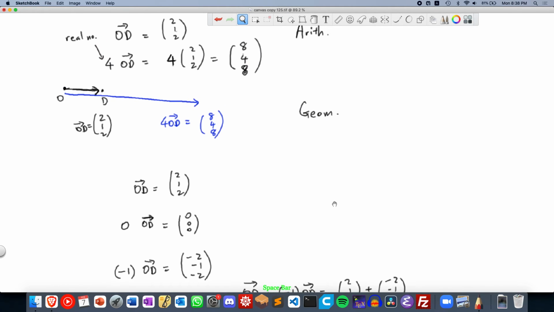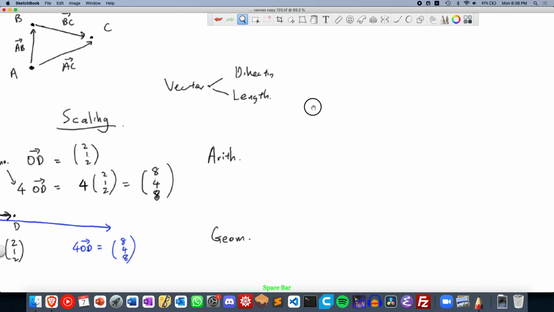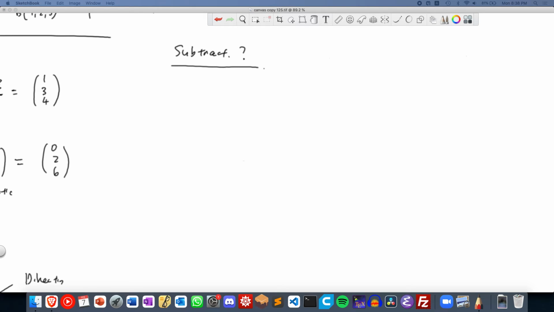So that's for scaling a vector by a real number. Okay, then the next thing is we can now do subtraction with vectors. So what does it mean to subtract vectors? It just means if we have a vector AB minus BC, then it just corresponds to AB plus the negative of BC. So what does this look like?